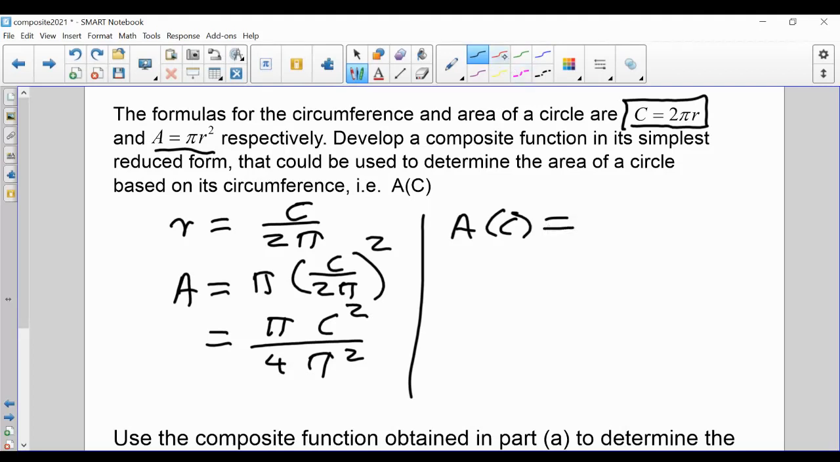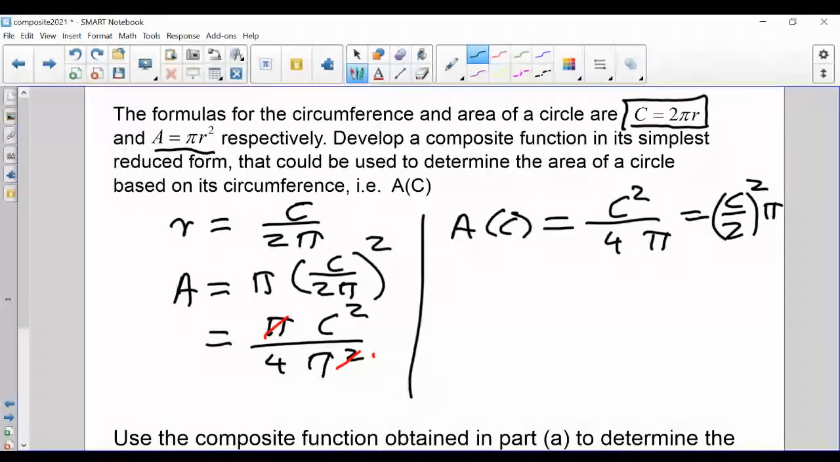One of these pi's is going to cancel out with one of these pi's here. So I'm going to be left with 1. So I should end up with C squared over 4 pi. Another way that we could write this, just for the record, is C over 2 squared times pi. All right, that's one way we could write it as well.